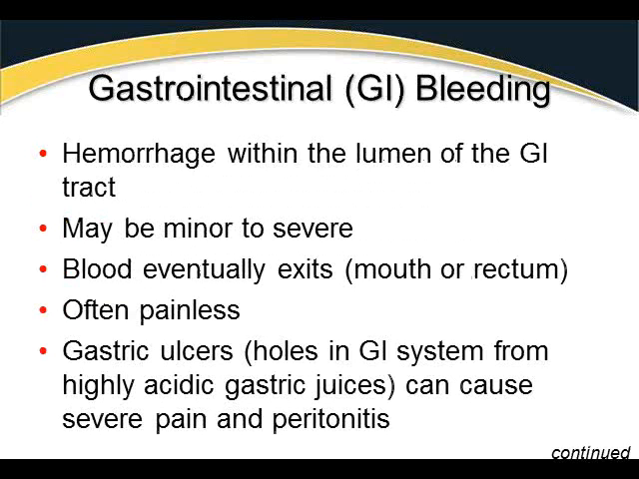A GI bleed, gastrointestinal bleed. This is a hemorrhage within the lumen. Remember, the lumen is the inside of the tube. The lumen of the GI tract can be anywhere from minor to severe. In fact, most of us probably at one point or another have some minor GI bleed. That blood eventually exits. It needs to go somewhere, and that's either going to come out the mouth or it's going to come out the rectum.